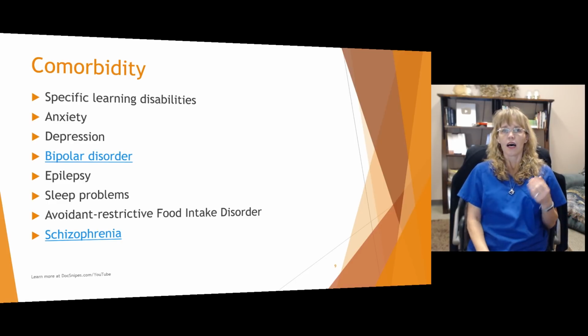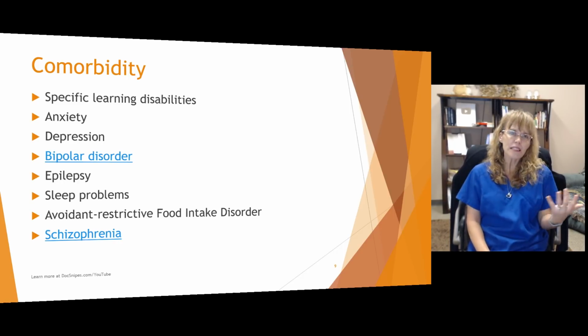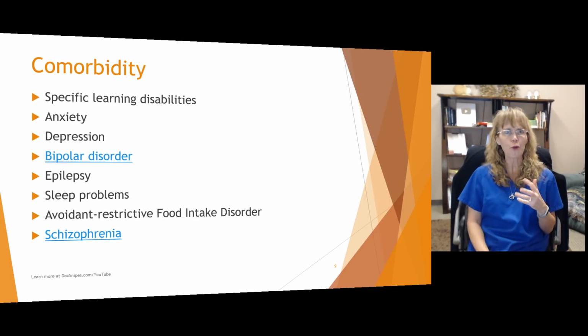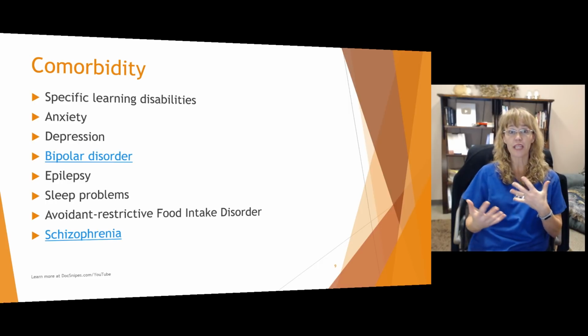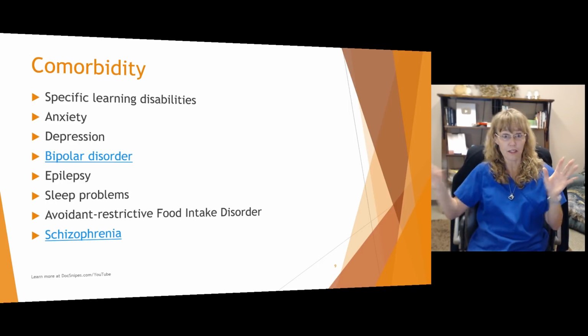Comorbidity. Specific learning disabilities, anxiety, depression, bipolar disorder, epilepsy, sleep problems, and schizophrenia all have a relatively high comorbidity with autism spectrum disorders. So that means you can have ASD and one of these others or more.